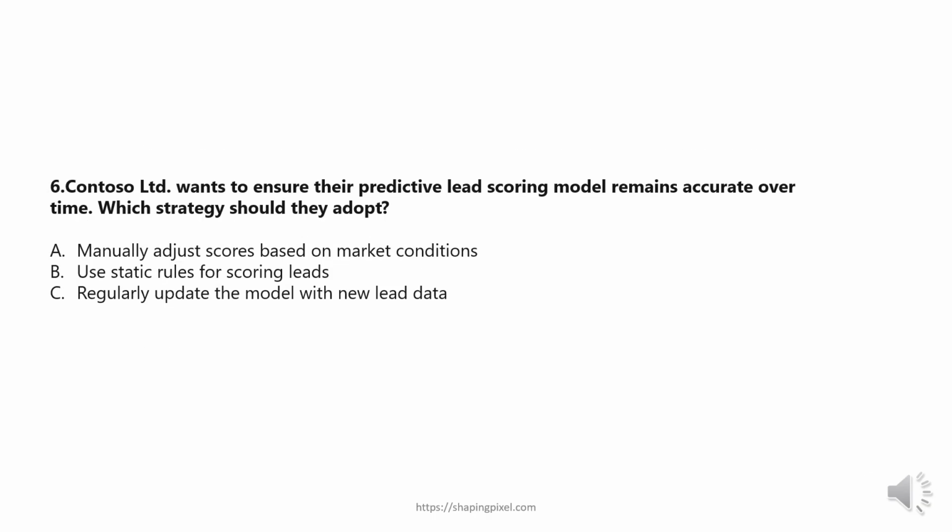Contoso Ltd. wants to ensure their predictive lead scoring model remains accurate over time. What strategy should they adopt? Correct answer is option C.